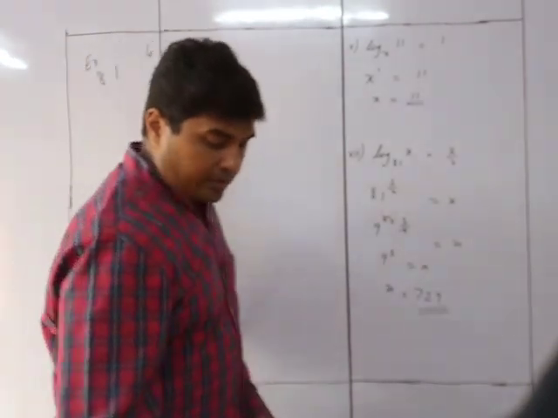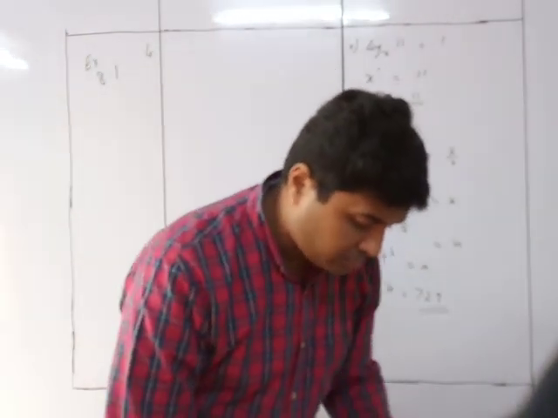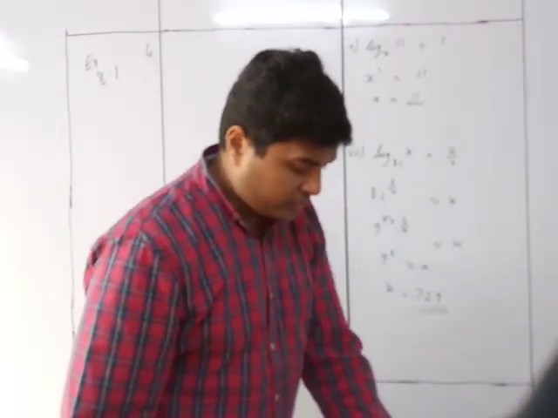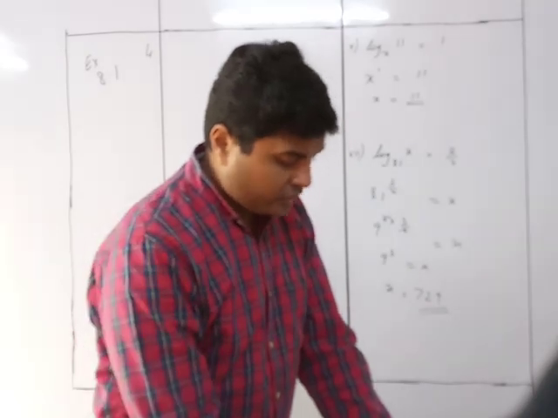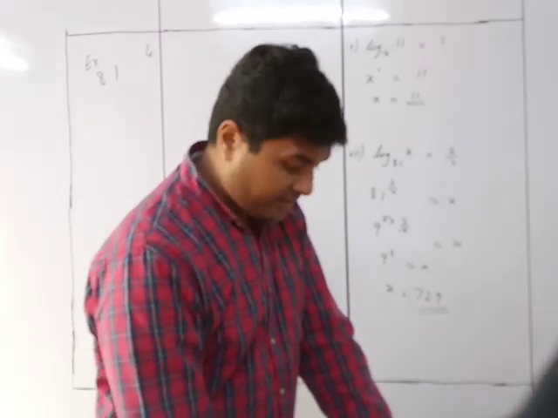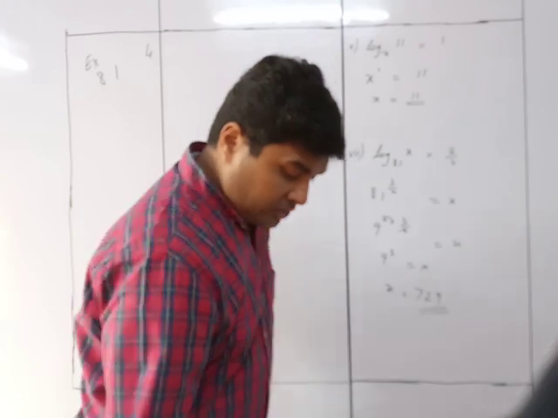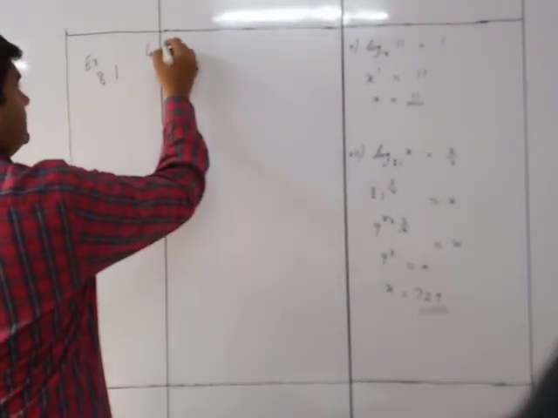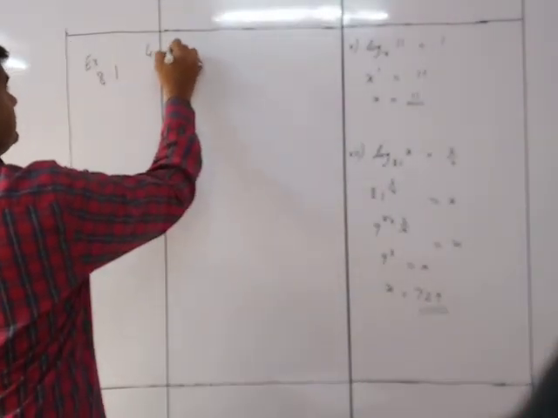I just forgot to check the answers. So the fourth one was 9, then it was 0.01, yes. Then it is 11 and 729. Okay, so next one is sum number 9.